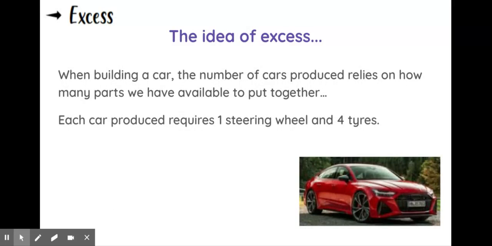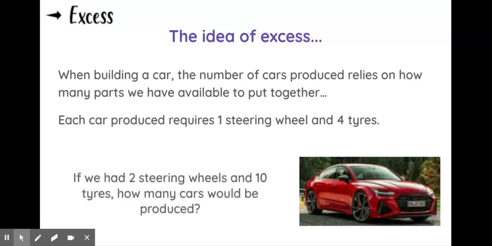So the idea of excess is something which is completely new. You've never seen this before in your study of chemistry so far. So let's try and put it into a familiar context before we put it into a chemistry context. If you are building a car, the number of cars produced relies on how many parts you have available to put together. So for every 1 car produced, you require 1 steering wheel and 4 tyres. I think everybody knows that already, hopefully. And there's a nice picture of a car.